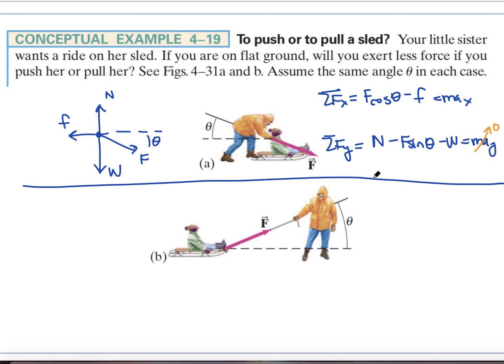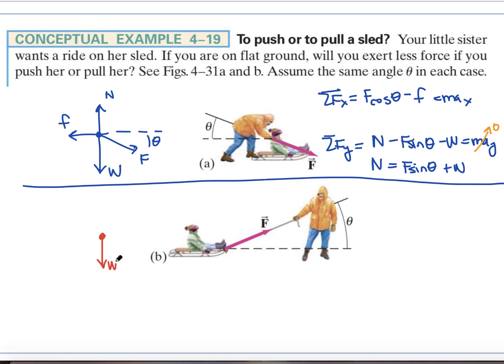So what's happening here? Well, my normal force in this case is actually F sine theta plus W. So that's going to actually make my friction force, which depends on normal force, larger. That's not very good. To see why that matters, let's look at a free body for the other situation.